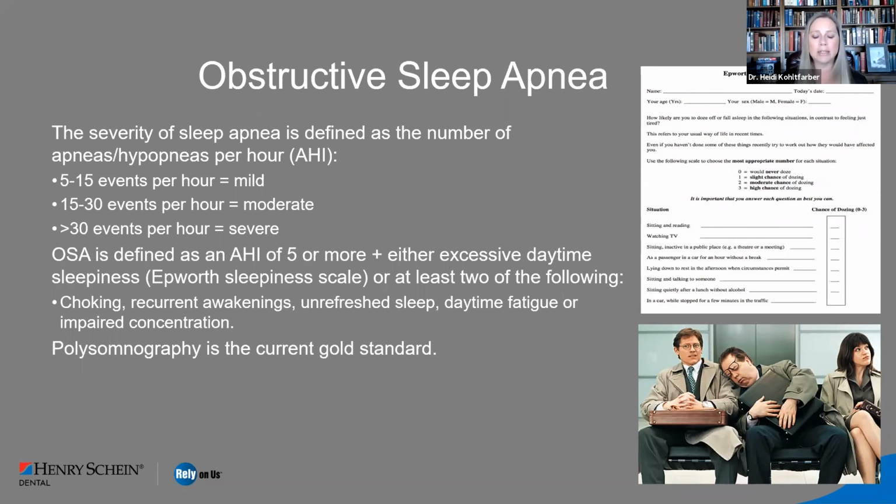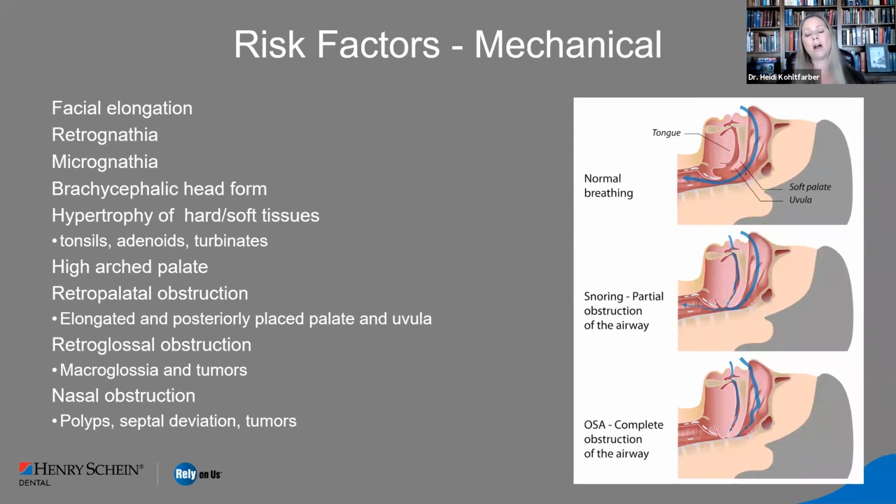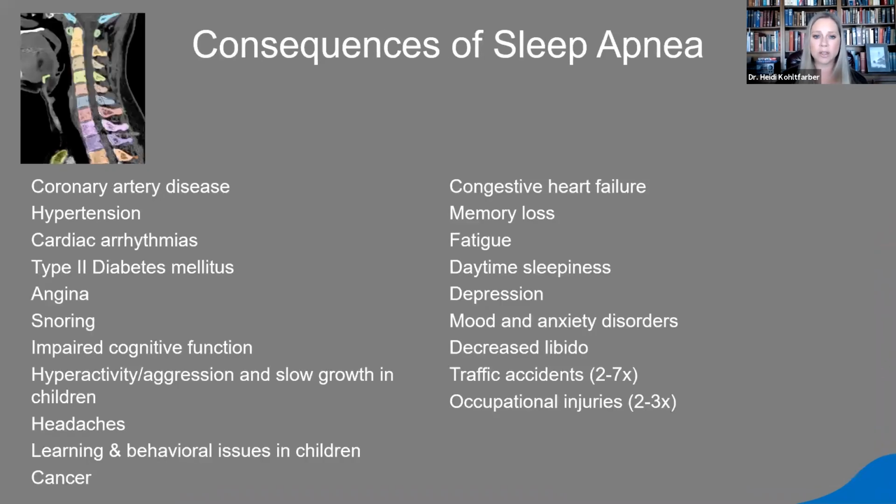There are different questionnaires that we can ask our patient, which is very helpful in conjunction with our CBCTs. One I have here is the Epworth sleepiness scale, which might be very helpful for us. All of this is going to lead our patient to go on for additional tests. There are non-mechanical factors that go along with this, but we're just going to talk about the mechanical ones because those are the ones that we can see clinically. Anything from facial elongation to hypertrophy of hard and soft tissues, high arched palate, we can see retroglossal obstructions, nasal obstructions, and that sort of thing. That's really what we're going to talk about today, because those are things that we can see.